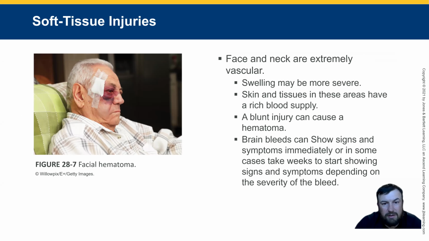Face and neck are extremely vascular. We talked about that. Swelling may be more severe. Skin and tissue in these areas have a rich blood supply. A blunt injury can cause a hematoma. I put this last one on here. Brain bleeds can show signs and symptoms immediately, or in some cases, take weeks to start showing signs and symptoms, depending on the severity of the bleed.